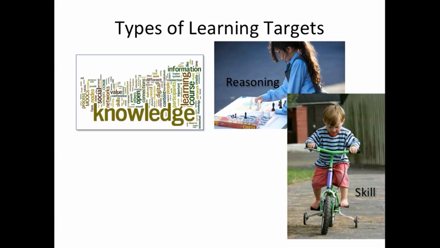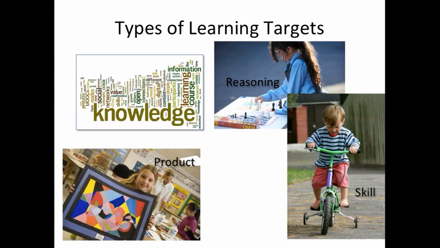A skill is something a student performs as a result of their new knowledge and reasoning achievements. So a skill is a performance. It's something that you do to demonstrate your learning. A product is like a skill. It's a performance also, and it's related to a skill. So it's not a new category. You could say skill/product, and it's also a manifestation of learning through producing something.